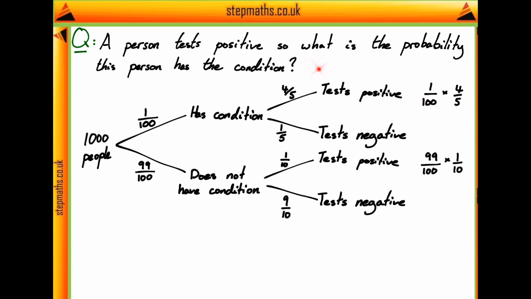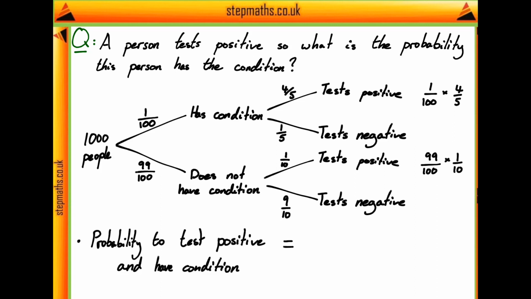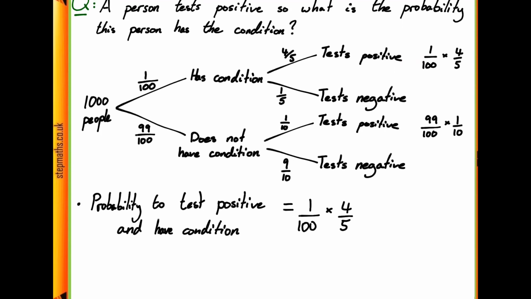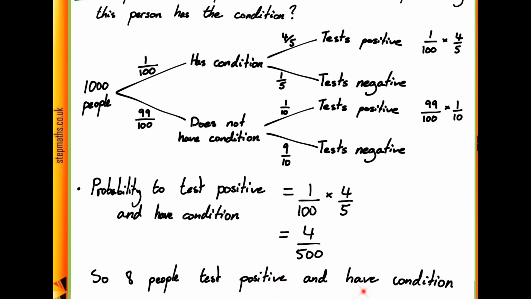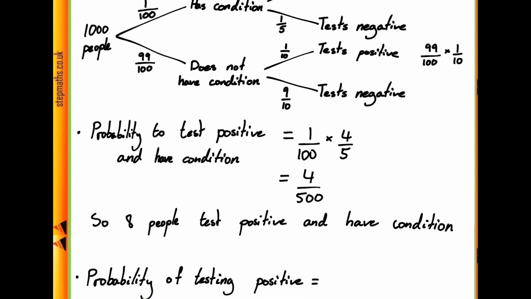But we're asked what's the probability of this person having the condition, given they've already tested positive. So what we need to do is find the number of people who test positive and have the condition as a fraction of the total number of people who test positive. To do that, let's first of all consider the probability of testing positive and having the condition. This obviously is just going to be this branch up here, 1 over 100 multiplied by 4/5, which is just going to give us 4 over 500. So that means out of our 1,000 people, 8 of the people are going to test positive and have the condition.